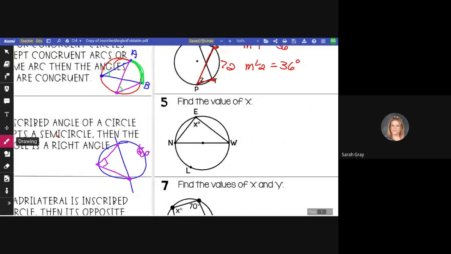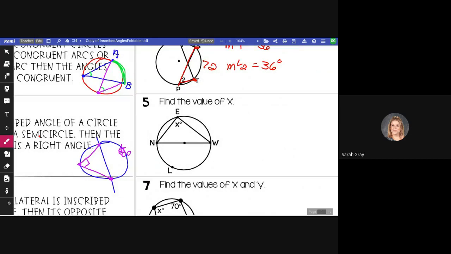Oh, nice, easy question. What's the value of x? 180-degree arc. So x is 90. So in other words, if you have a triangle where one of the sides is the diameter, it's going to be a 90-degree triangle.